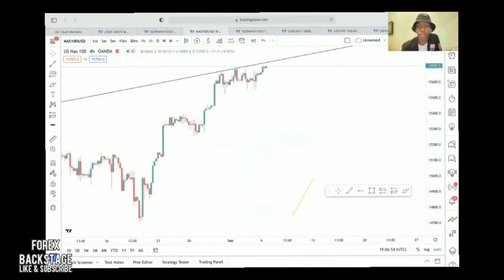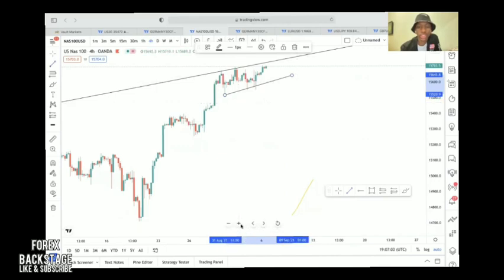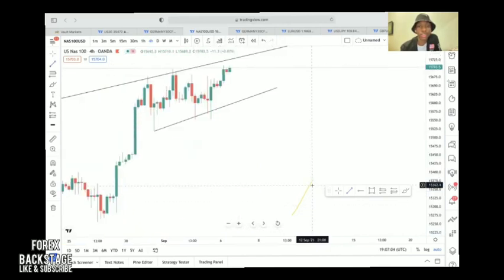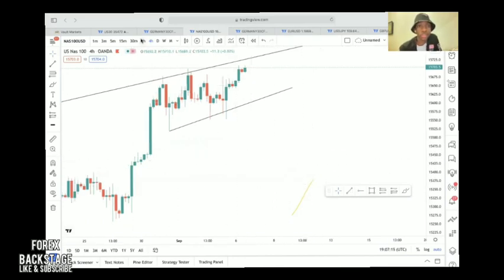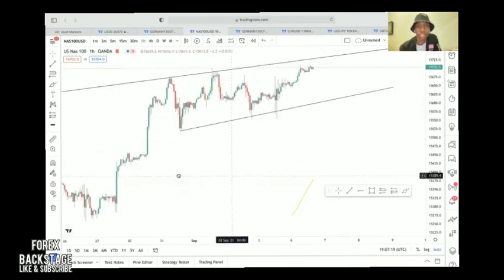So looking at it now, H4, we can connect our lower lows just like that. I just think that Nasdaq is forming a pattern within the pattern. The reason I say that is, let me go to H1 and you'll see what I mean. This thing actually is supposed to be dropping.